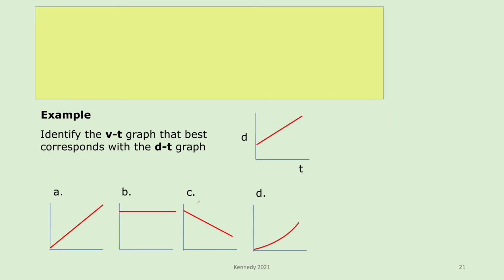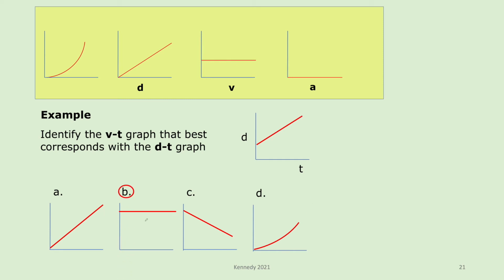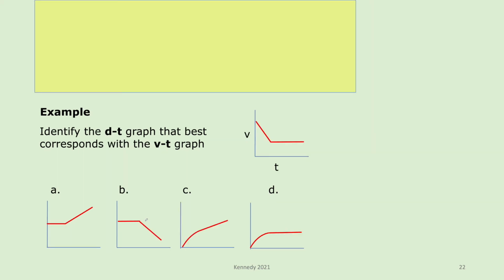Another example, identify the VT graph. So these are VT graphs down below here. It best corresponds with this DT graph. So once again, I write down my 4 graph shapes, curve to a diagonal, to a horizontal, to a zero. The D is a diagonal, so I take my DVA and I place the D underneath the diagonal. And the V and the A start lining up. The V would be a horizontal line. So I look through here. Oh, there's only one that's a horizontal line. That is B. B would be the answer. It matches. Let's do another example or two.